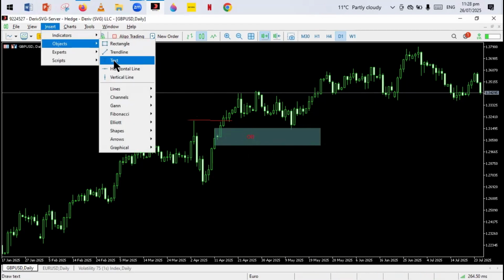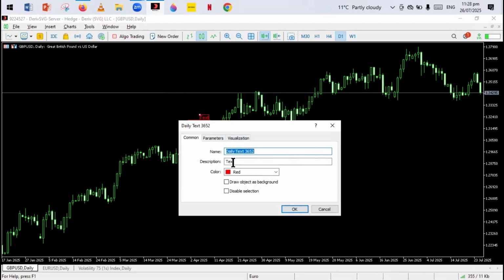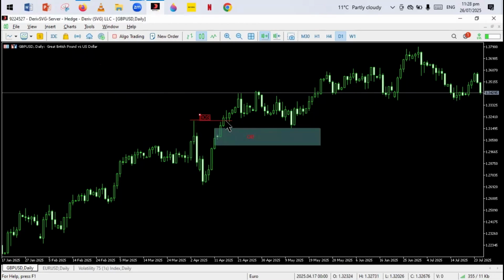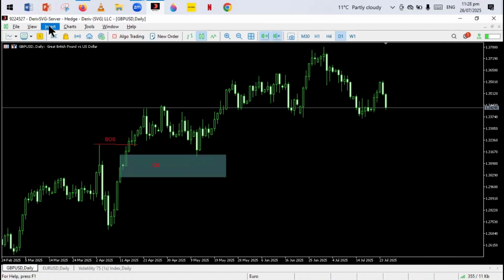And then we have there the break of structure. That is the break of structure, like that. And then let's move on. We have a break of structure right there. That is a break of structure.